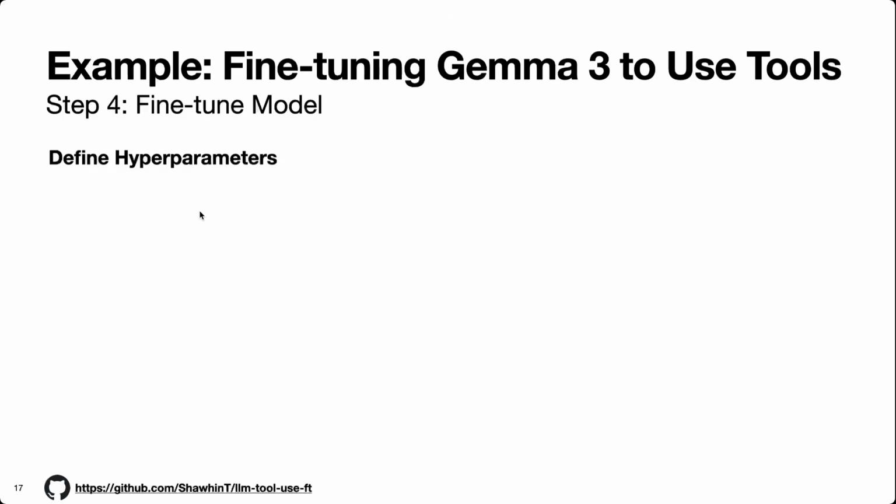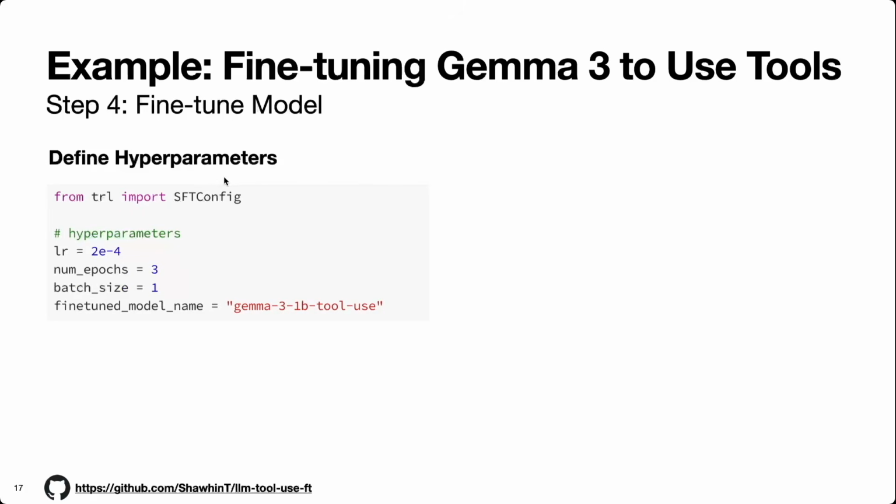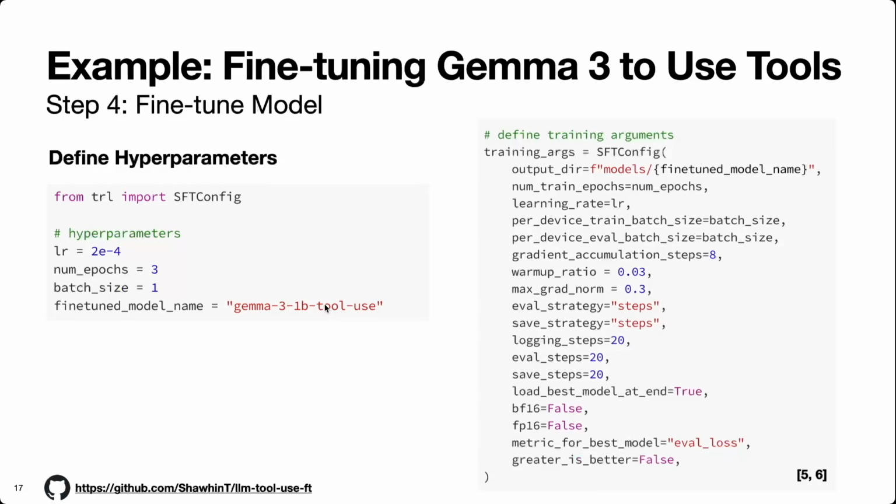Now that we've set up LoRA, we can also set up the hyperparameters for training. Learning rate, I did 2 to the minus 4, trained for 3 epochs, batch size 1, and that was just because of memory issues on my MacBook. And then I defined a fine-tuned model name. Here are all the training arguments.